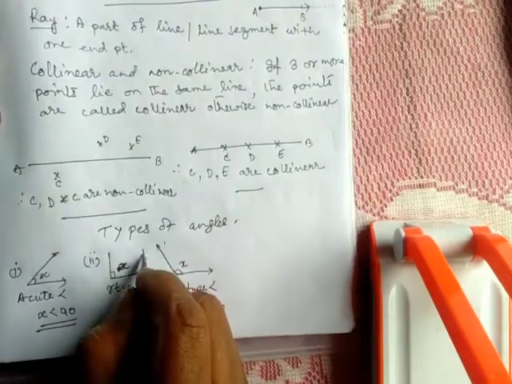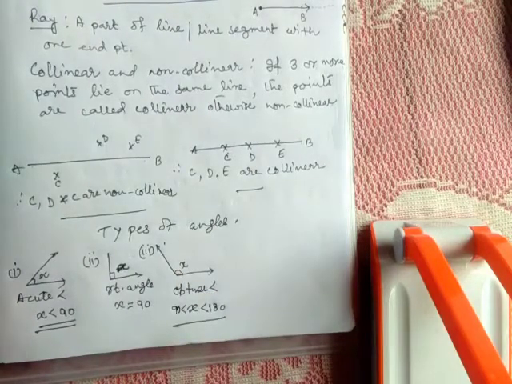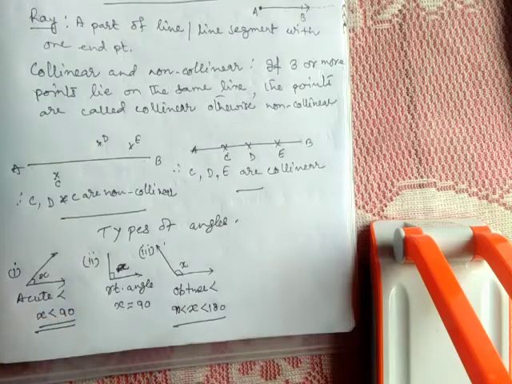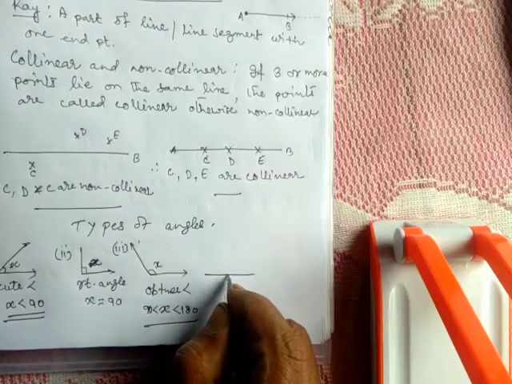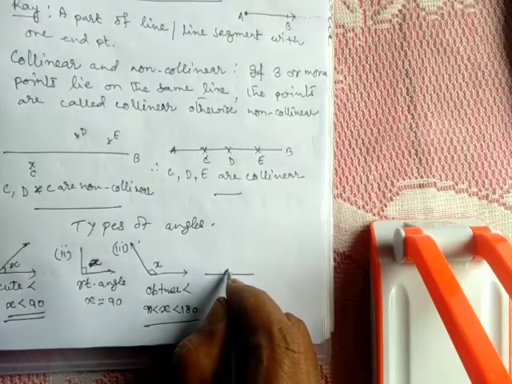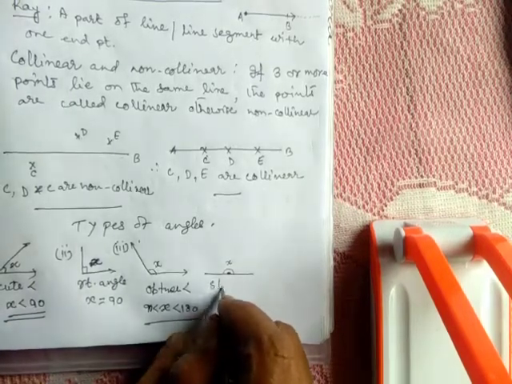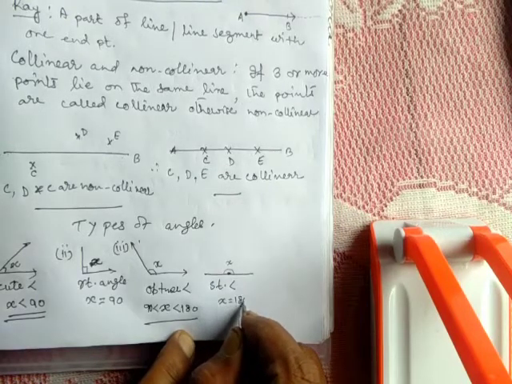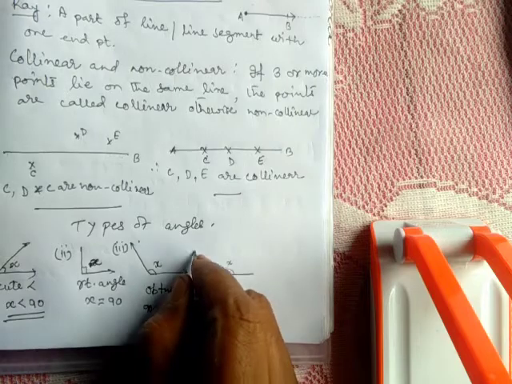We'll see the next angle. What is that next angle? The next angle is the straight angle. Suppose there is a line, and this angle is x. This is called a straight angle. Here x is equal to how much? 180. So x is equal to 180. This is the fourth one.